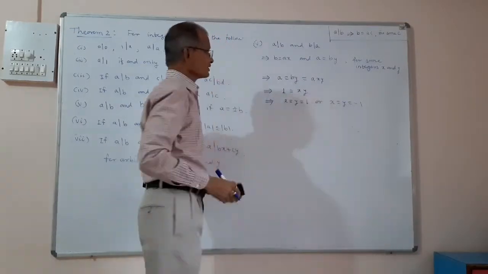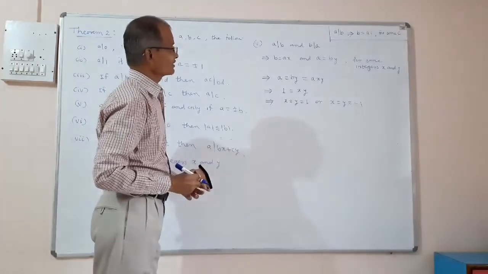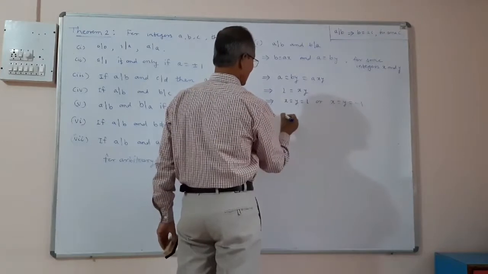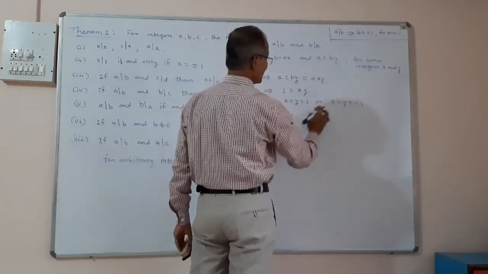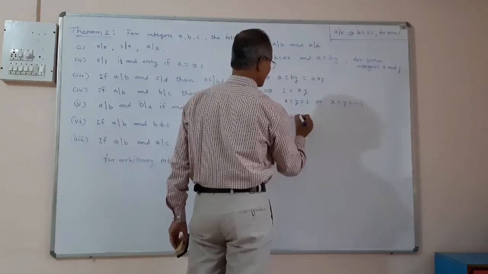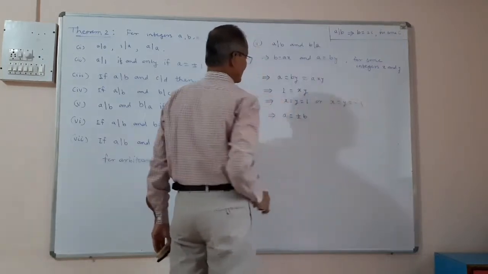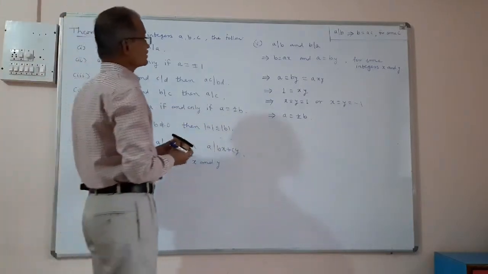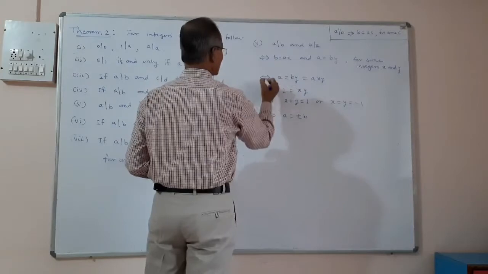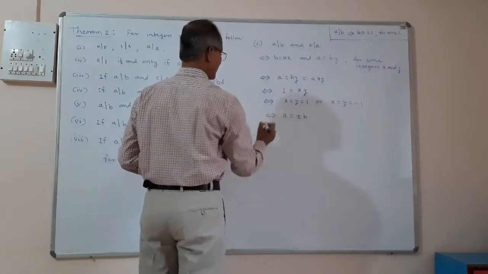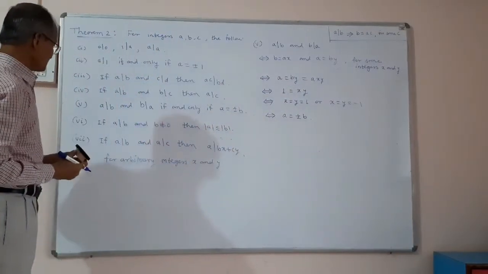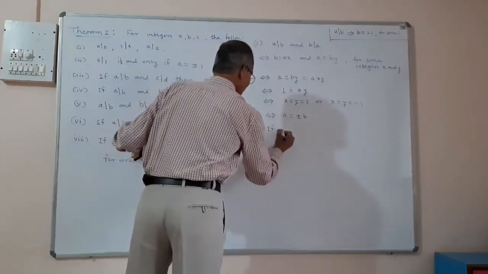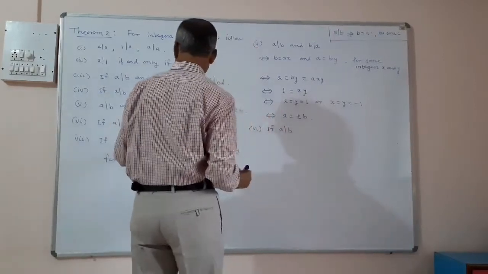And thus the value of X is 1 or X is minus 1. And from A is equal to BY, this implies A is equal to B into Y. Y is plus 1 or minus 1, that is plus or minus 1. And thus this proves the fifth result. So this is if and only if, a two-way implication. Now the sixth is if A divides B and B is not 0.